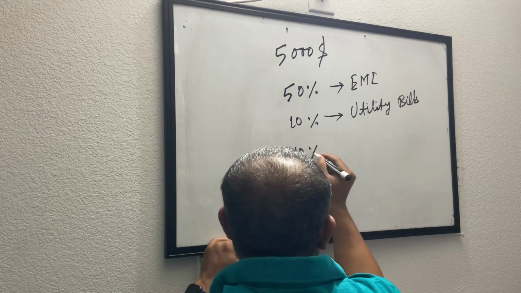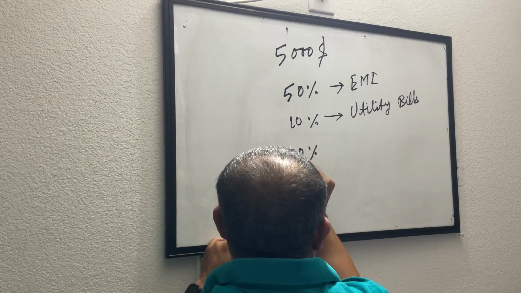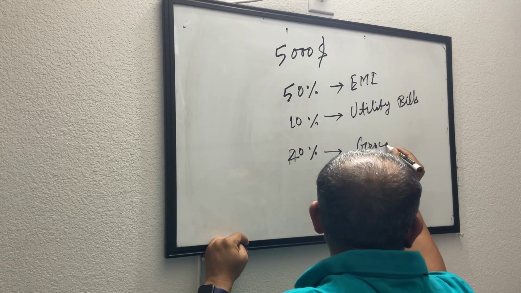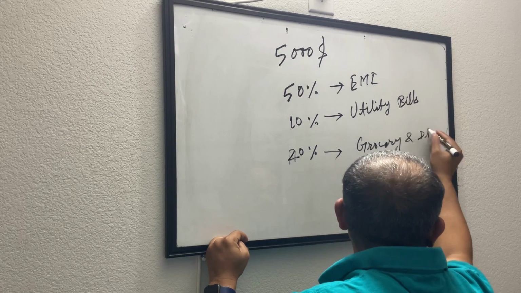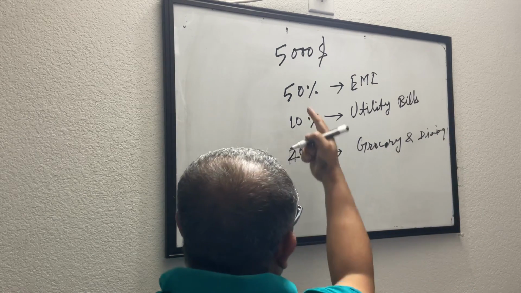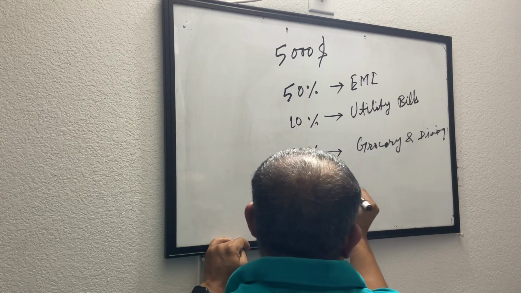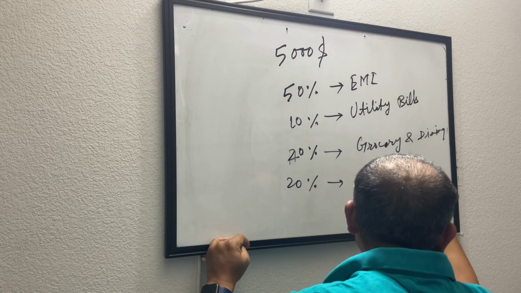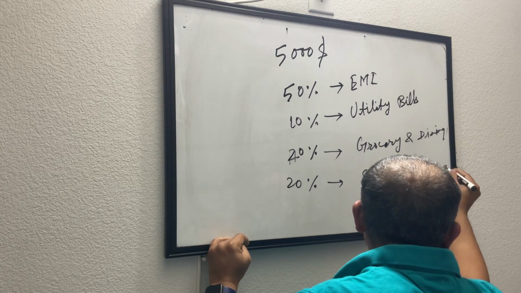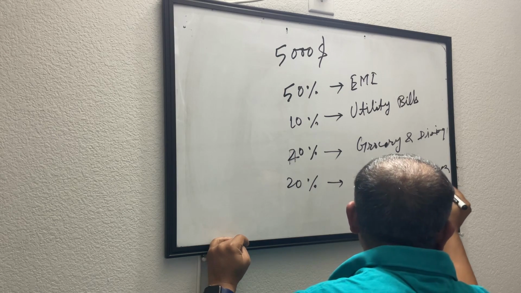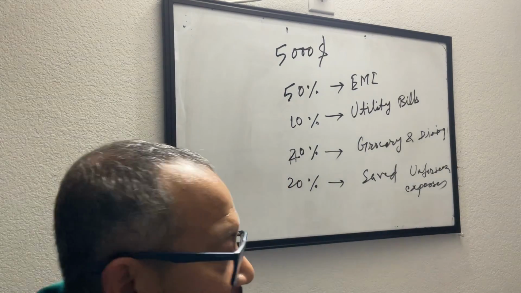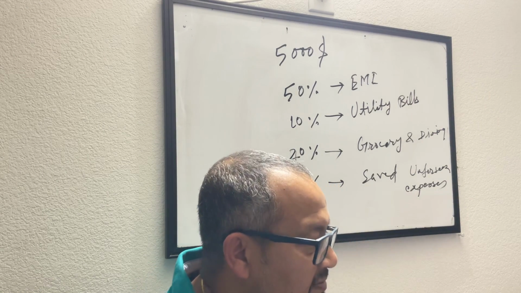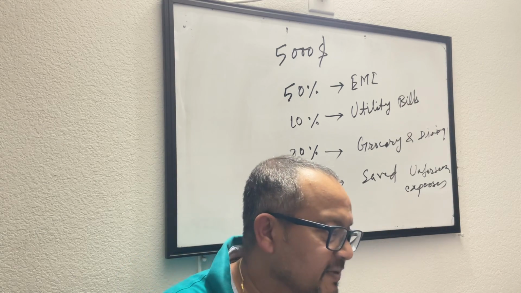Remaining 40%, let's say 20% I paid for grocery and dining out. Remaining 20% I saved for medical or unforeseen expenses. How much money did I save, or how much money am I saving every month for medical and unforeseen expenses?